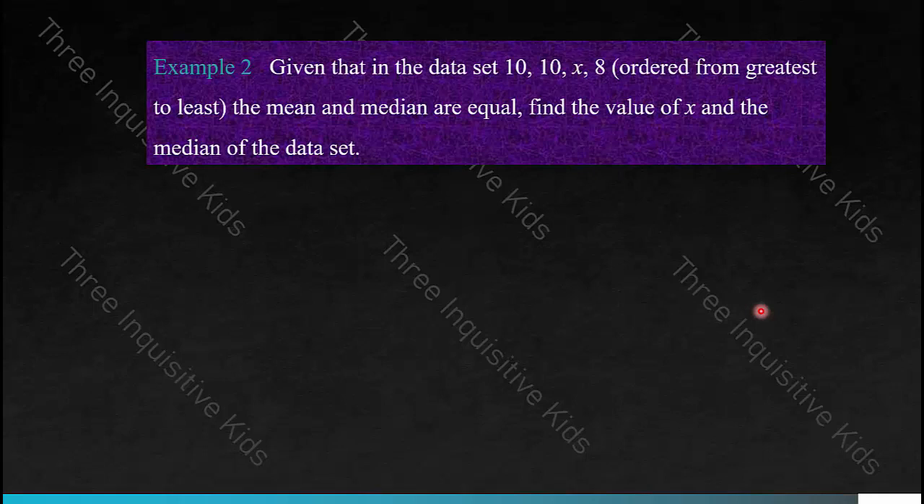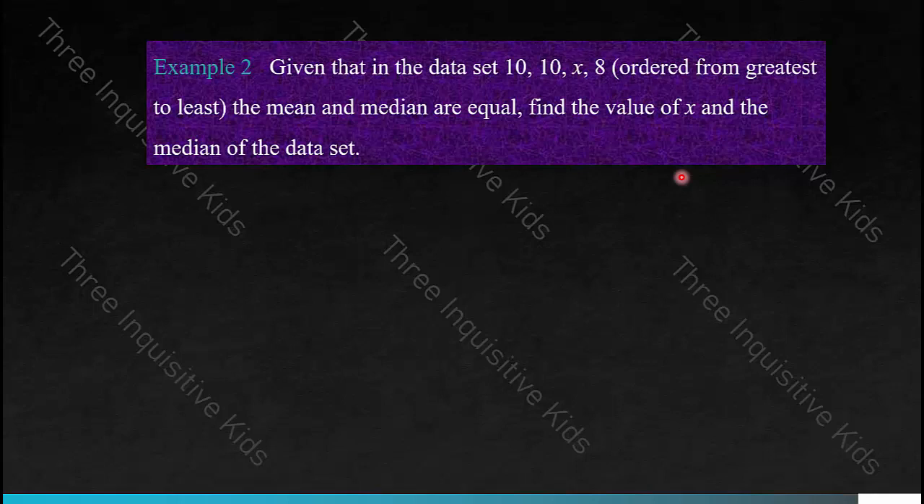Example 2. Given that in the data set 10, 10, x, 8, ordered from greatest to least, so this is already ordered for you, the mean and median are equal. Find the value of x and the median of the data set. Solving problems like this, we already know the formula, but we're kind of going backwards, and now we already know the relationship between the mean and the median, but we want to know what this data value is.